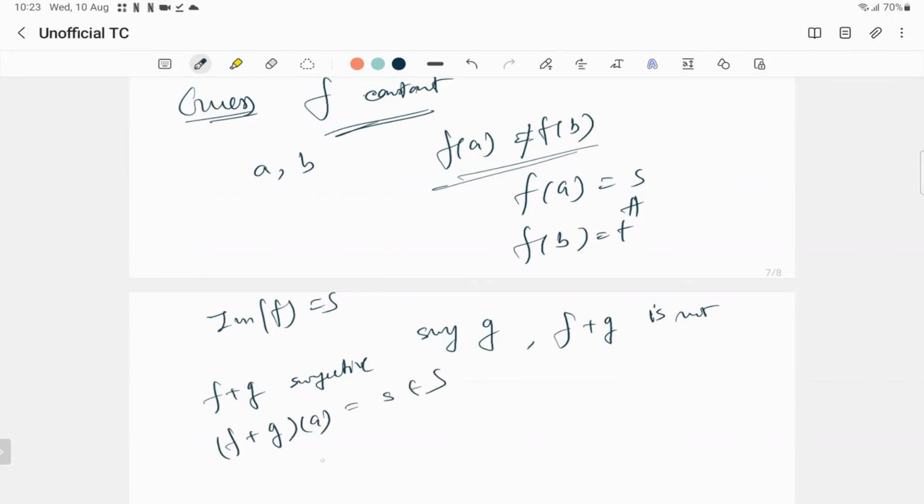Which is just f of a plus g of a is equal to s. We have that g is surjective. So you are not taking a specific g, you're just proving this in general. Yes, I'm trying this.